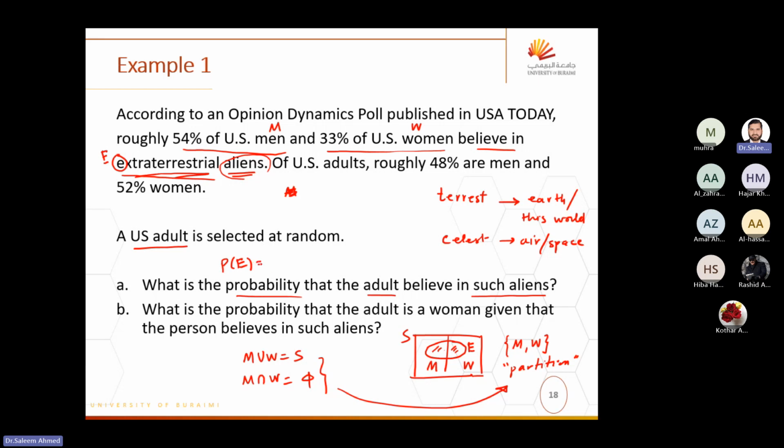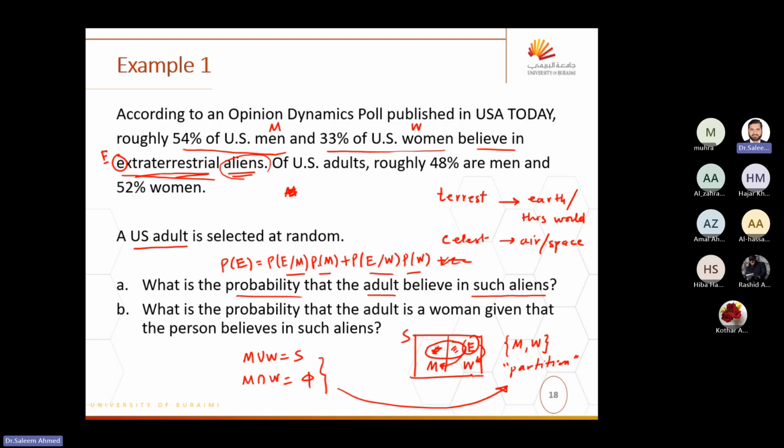It means I need the law of total probability. Probability of E given M into probability of M plus E given W into probability of W. So see, you don't need to remember the formula. You just have to remember the idea. What is the idea? E given M into M and E given W into W. You see? E given M into M, E given W into W, and there is no third partition. There is no third set in the partition. Otherwise, I will add that third set as well. But now it's not there.